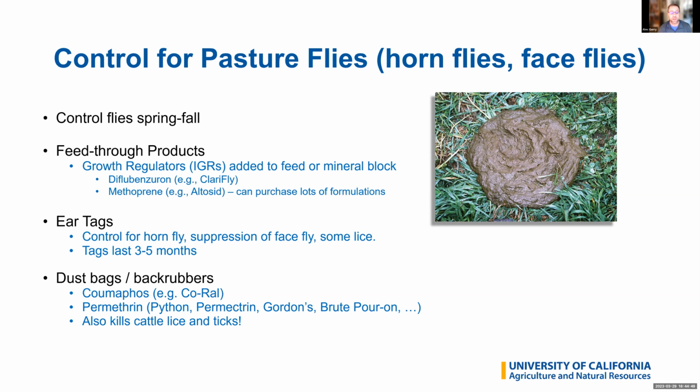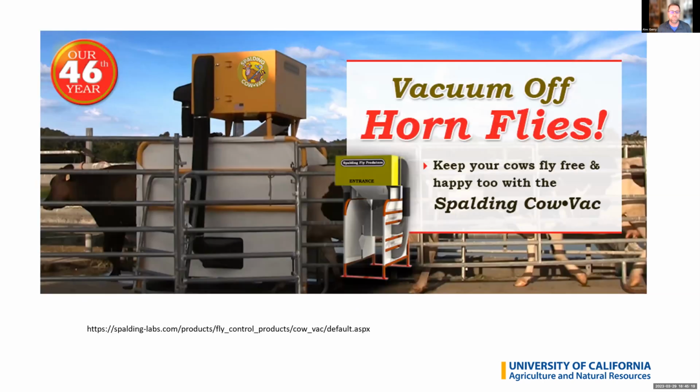You can also use dust bags or back rubbers, and these essentially are canvas bags or canvas tubes that are filled with insecticides, usually some kind of a dust. And insecticides could be things like Coumaphos or permethrin. With these back rubbers or dust bags, the animal walks underneath it or walks next to it and essentially treats itself. These chemicals usually also control cattle lice and ticks, so they can be useful for that as well.